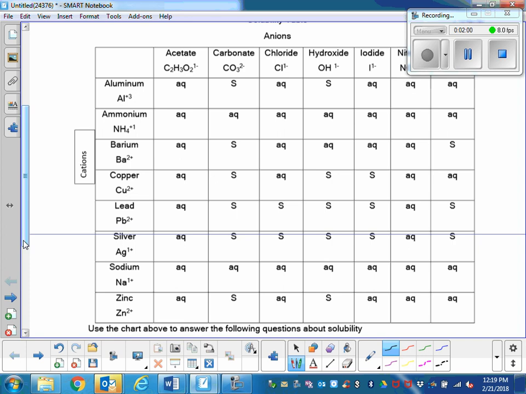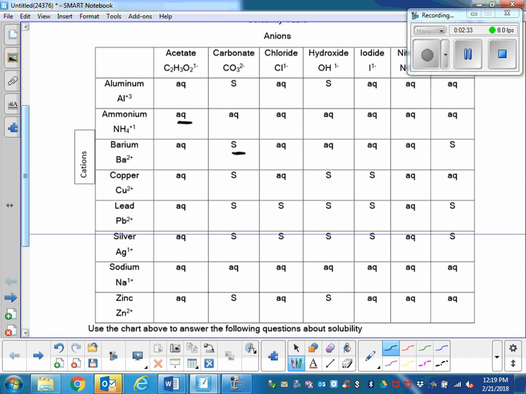When they don't dissolve, can you see them in water? Yes, you will be able to see them as a solid in water. So this little chart tells you, if I have the word aqueous, it means it has dissolved. And if I have the word solid, it means it has not dissolved. It's a solid in water. Do you understand this concept?